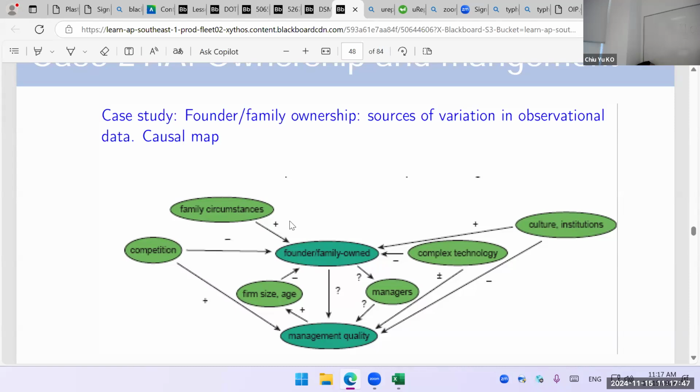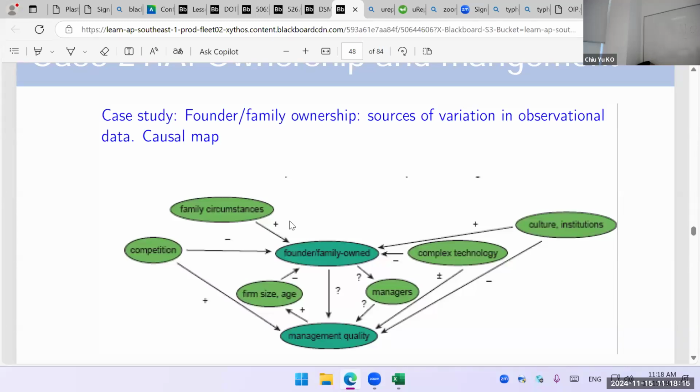And if you are in an industry that is very complex, then you need a lot of managers with different skill sets. Then it's not likely to be family owned, because unless your family is super smart, it's very difficult. But it also affects the management quality, because if you have a complex technology, it's not easy to manage. So it's unclear which side you go.